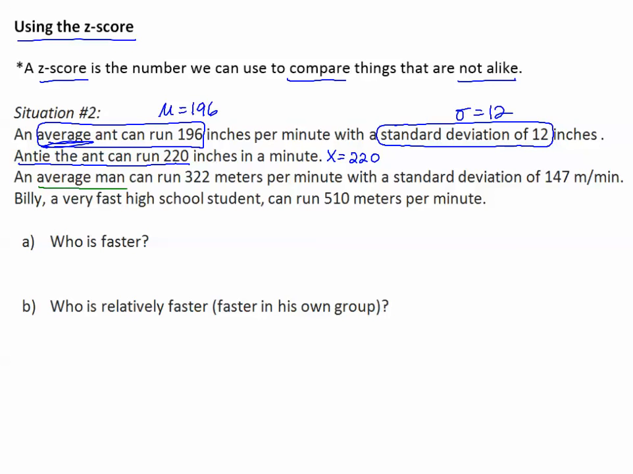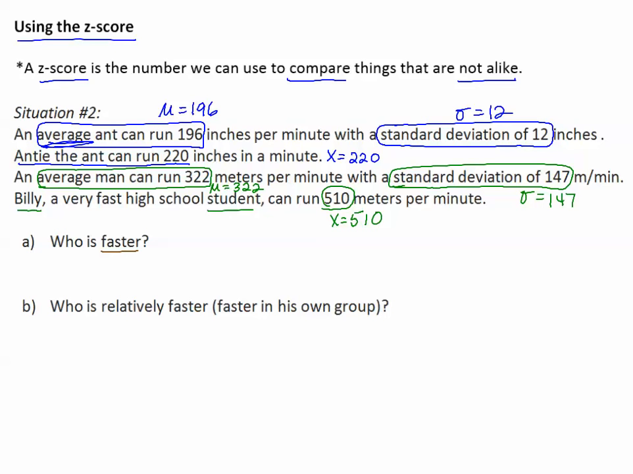An average man can run 322 meters per minute. So there's another mean, but for a man, with a standard deviation of 147 meters per minute. Billy, a very fast high school student, can run 510 meters per minute. Here is an observation for the humans and not the ants.